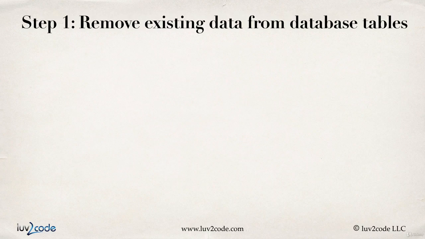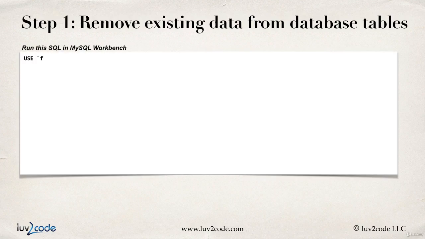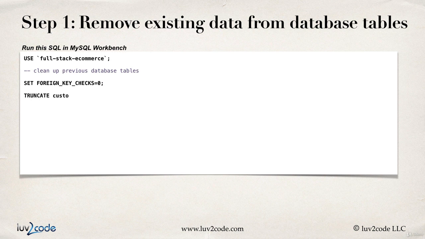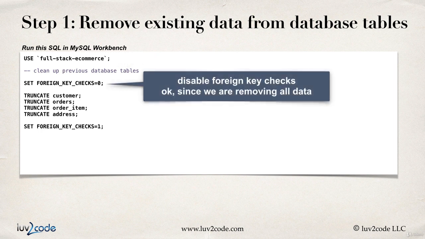Alrighty, so looking at step 1, remove existing data from database tables. This is some SQL that will run in the MySQL Workbench. Up top, we use "use full stack e-commerce" to make use of that given schema. Then with SET FOREIGN_KEY_CHECKS = 0, this temporarily disables foreign key checks as far as the referential integrity between these different tables: customers, orders, order items. This is useful when you need to delete data and not have to worry about the foreign key checks. This is okay since we're removing all the data from these related tables.